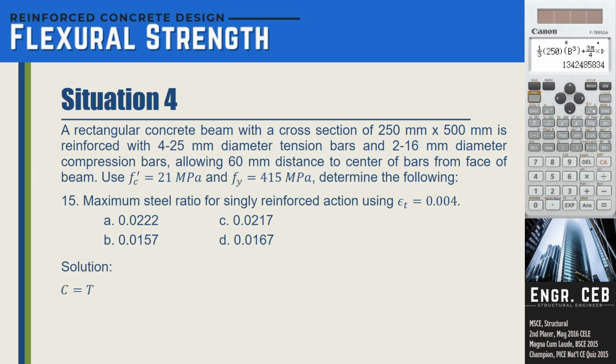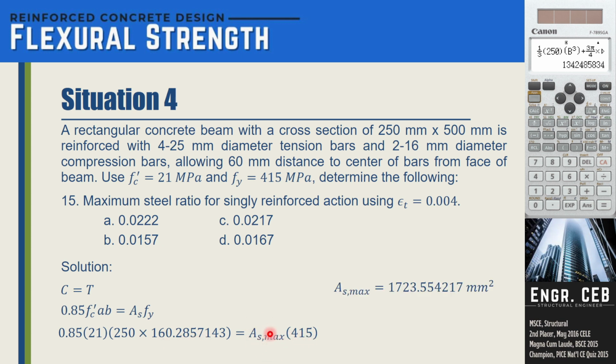So again, we go back to C equals T. Then 0.85 fc prime ab equals As fy. Then we substitute 0.85 fc prime, 250 times a equals As fy. So we can now compute the maximum steel area. That is 1723. And then to compute the maximum steel ratio, we just divide As by b times d. b is 250 and effective depth is 440. Therefore, the maximum steel ratio is 0.01566, and that is letter B.